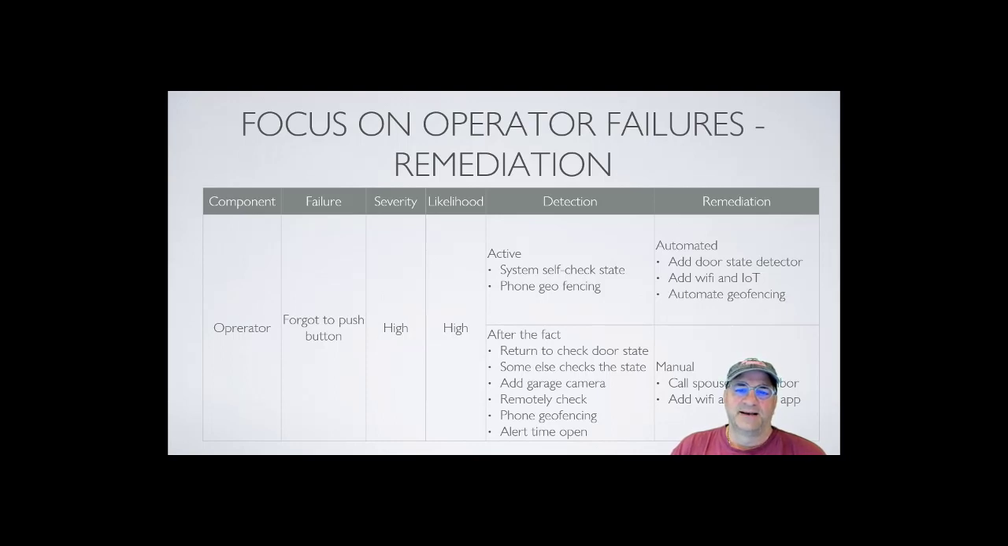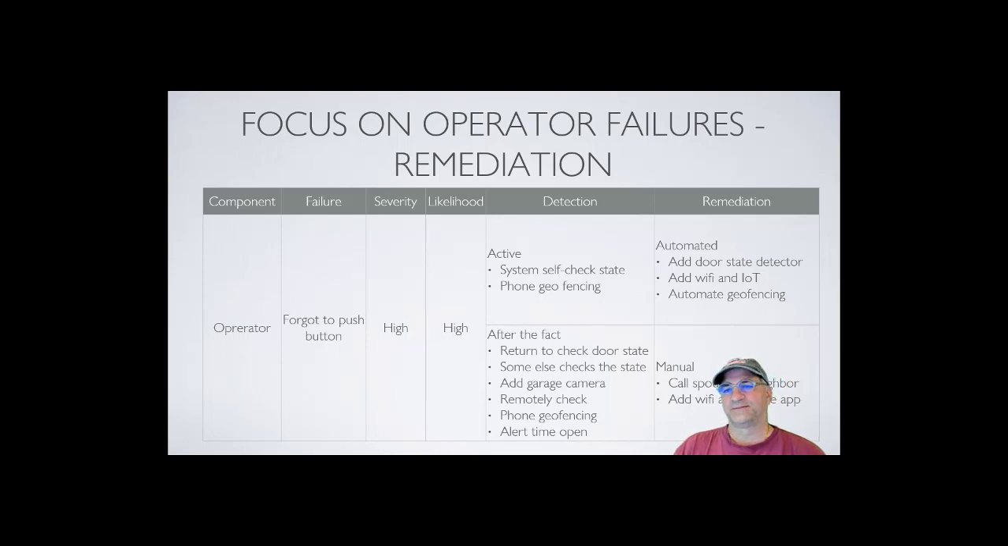I could remotely check, and that might be an app that's hooked to the garage door and knows the current state. The geofencing might be after the fact, right? Like the geofencing might tell me immediately, or we could wait a while and then it says, hey, the door is open. And then another after the fact would be, I could get an alert, right? If it's open for a certain amount of time, we send some kind of alert. That looks like remediation, actually.